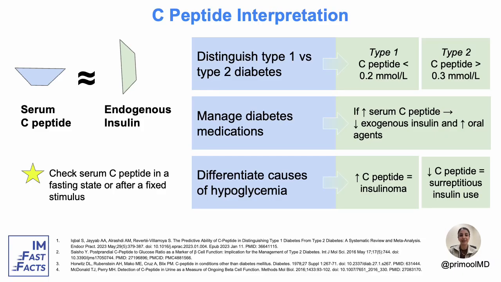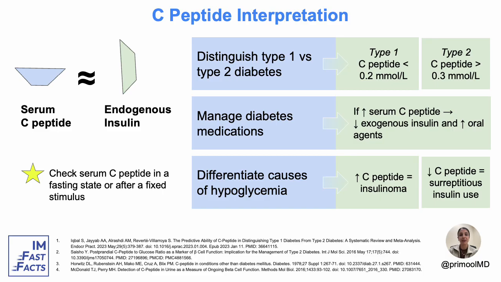So now let's review. C-peptide is a byproduct of proinsulin being cleaved into insulin. C-peptide can serve as a surrogate marker for the body's endogenous insulin production. C-peptide can be used clinically in 3 different ways. Firstly, to help distinguish between type 1 or type 2 diabetes. Next, to help guide management of diabetes medications. And lastly, to work up hypoglycemia and differentiate between insulinomas and surreptitious insulin usage.